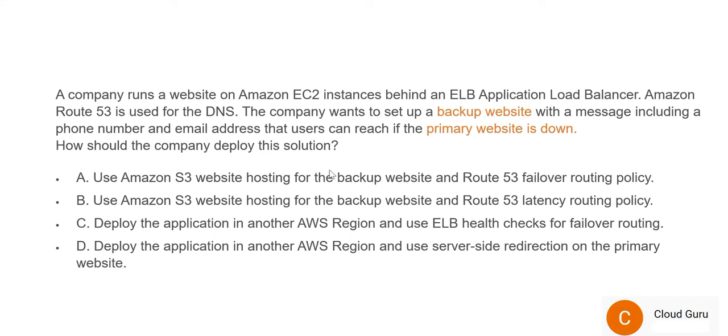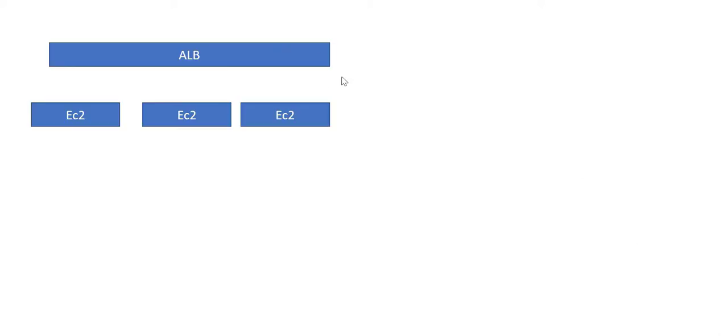Now this solution has to be deployed. Out of these four options, which option sounds more correct? That is what we have to do. Now I'll start with option D. So what does option D suggest? What it suggests is that this entire application, you put in another region. Suppose this was in US East, you put it in another region somewhere in the west of US.